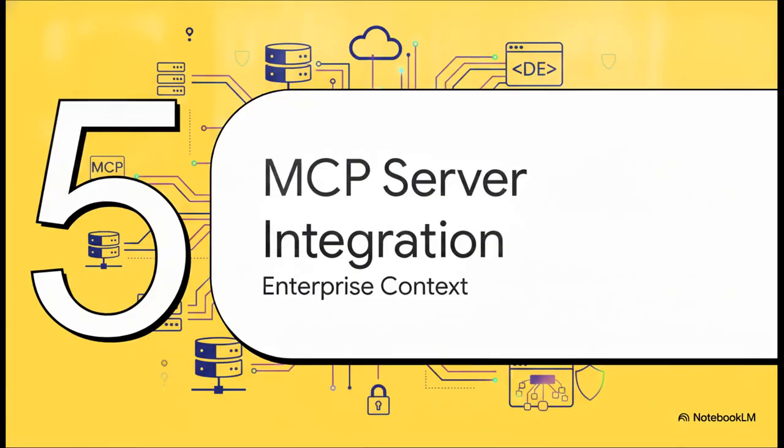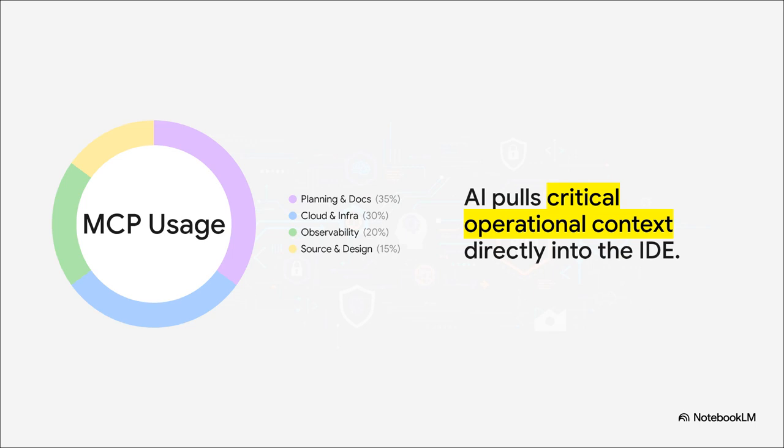Section 5. MCP server integration. Moving beyond local files, we see the true power of an integrated AI through MCP servers. This ecosystem allows Copilot to pull critical operational context without the engineer ever having to Alt-Tab out of their editor. I mean, think about it. Need to diagnose a failing Kubernetes pod, check Jira requirements, or maybe query Postgres for a slow query plan? The AI fetches it all directly through these integrations. With planning, docs, cloud, and infrastructure all connected, it grants your team a massive leap in focus and productivity.